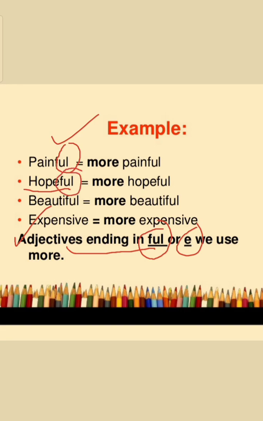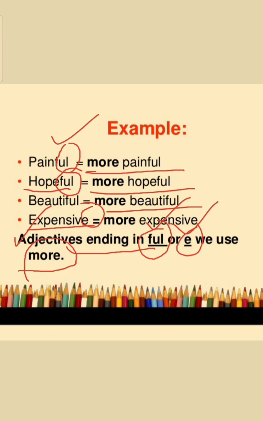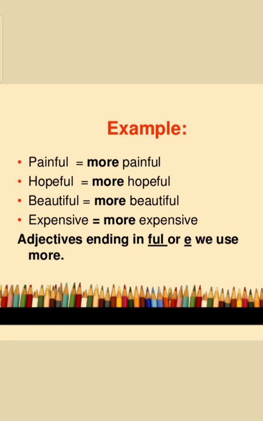Expensive, last letter is e, right? So যিবিলাক adjective ful or e ৰে শেষ হয়, তাত comparative degree কৰিবৰ কাৰণে আমি কি কৰোঁ? We use more. Yes. So for example: more painful, more hopeful, more beautiful, more expensive, right? Okay.